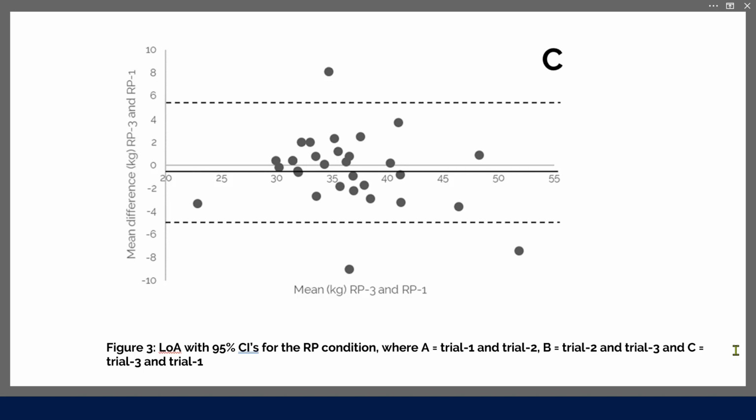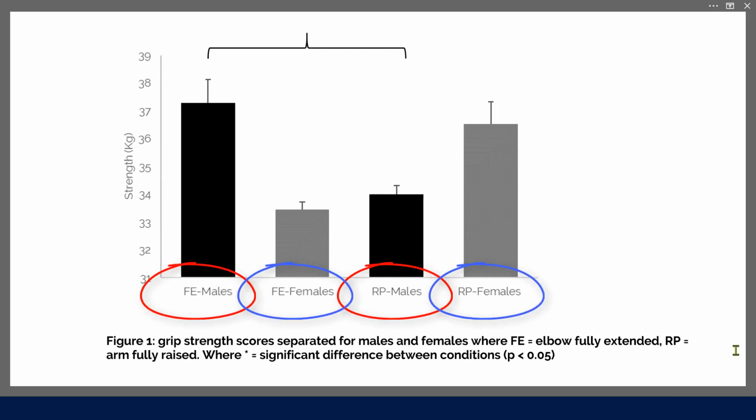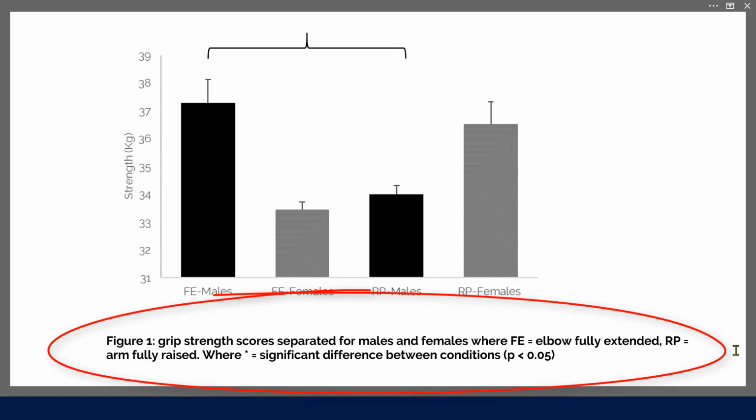But if we've got multiple symbols, we need to explain those multiple symbols. So let's see that in action. So here on our bar graph, we've got 2 data sets. We've got our FE and we've got our RP. But notice again, it's got here figure 1, grip strength scores separated for males and females, which are clearly labelled, but it then states FE equals elbow fully extended, RP equals arm fully raised.